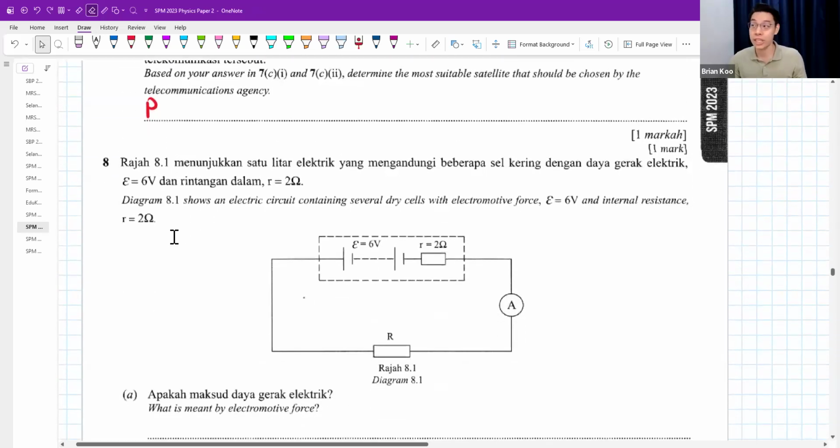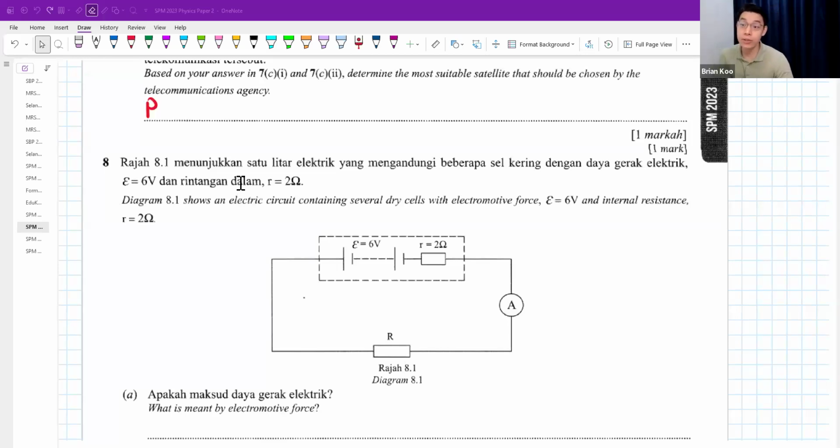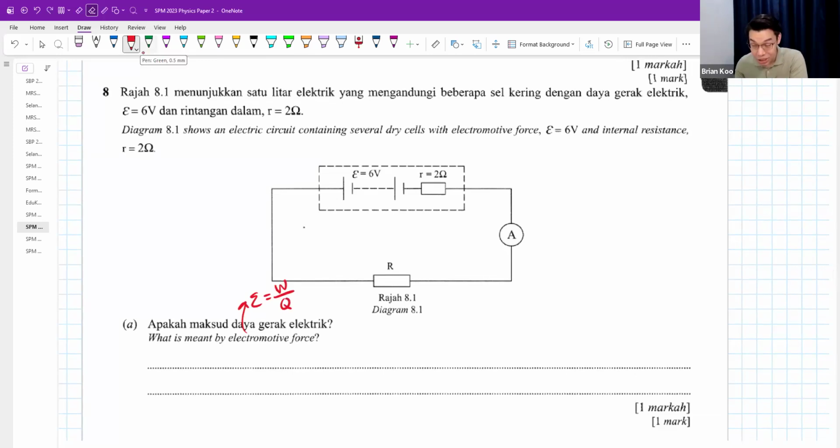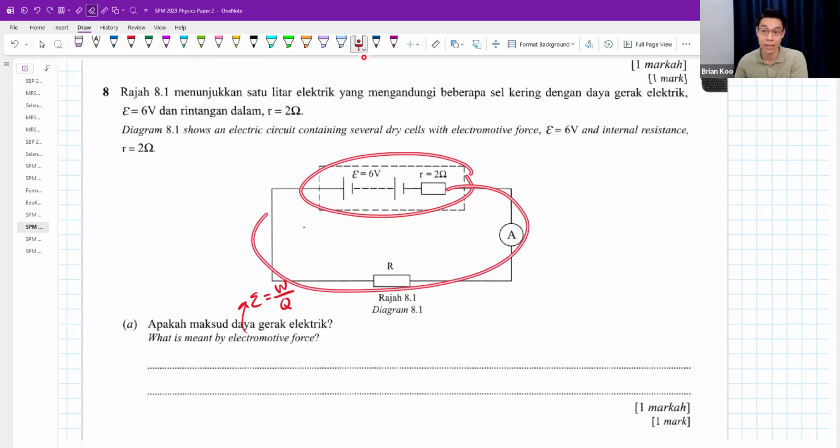We move on to question number 8. The diagram shows an electric circuit containing several dry cells with electromotive force, e.m.f, of 6 volts. Internal resistance is 2 ohm. What is meant by electromotive force? Electromotive force you want to explain is how much work done or energy to move 1 coulomb of charge by the battery or by the dry cell in the whole circuit.